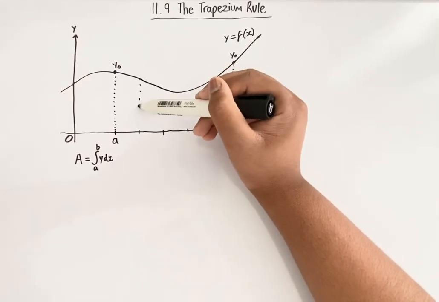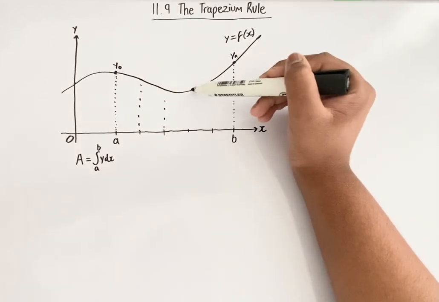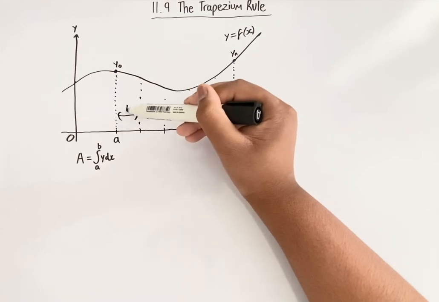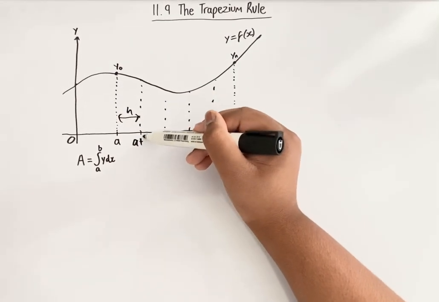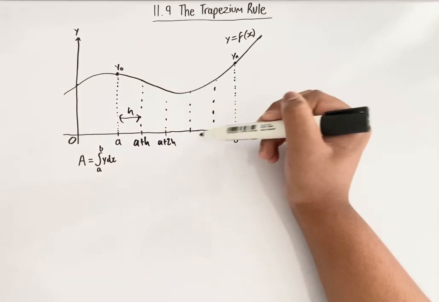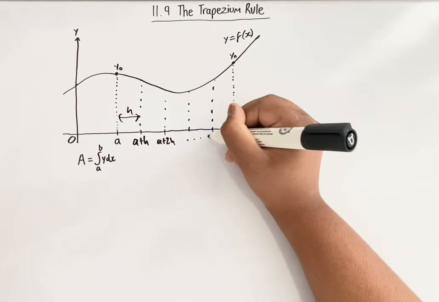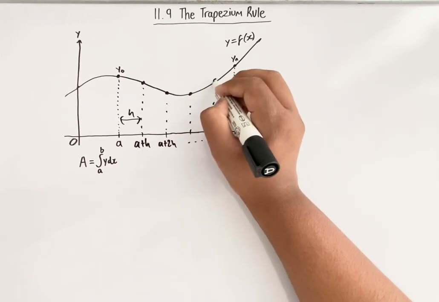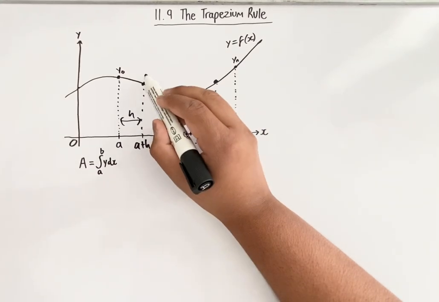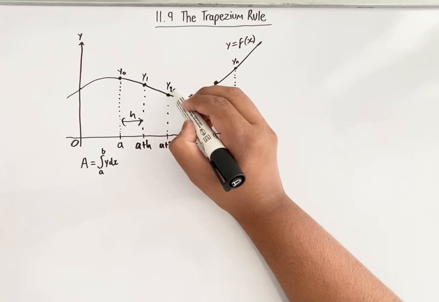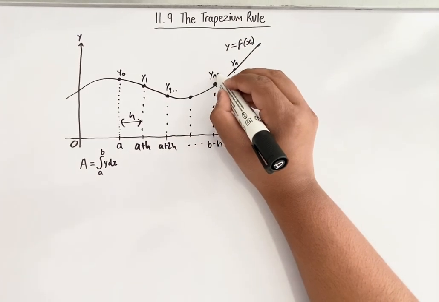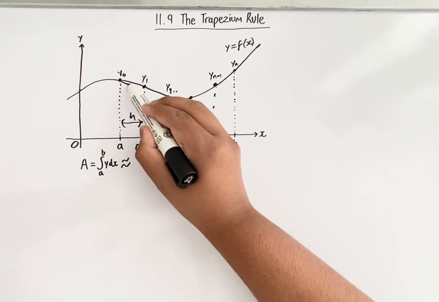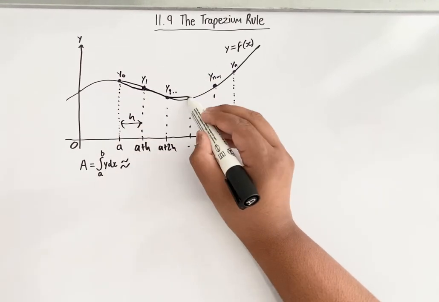If we split up the area into n number of trapezia with equal width h, so the next value would be a plus h, then a plus 2h, and so on and so forth, until we get b minus h. And each one of these y values would correspond to these x values as y1, y2, and up to yn minus 1. Then we can approximate this area using these trapeziums if we lined them all up.